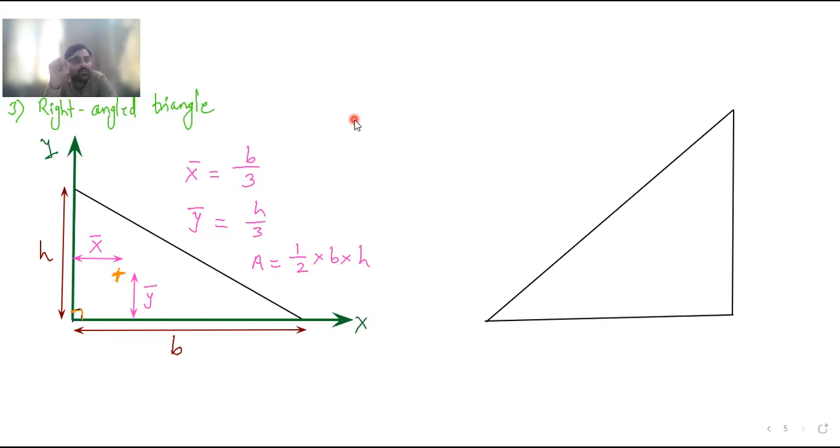So only in the first quadrant the value of x is positive and the value of y is positive. That is why I am drawing the reference axis from here only.